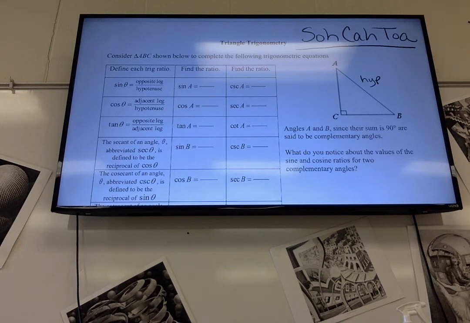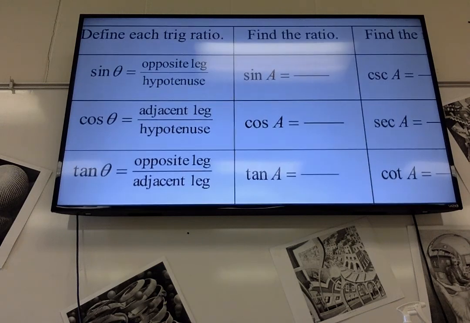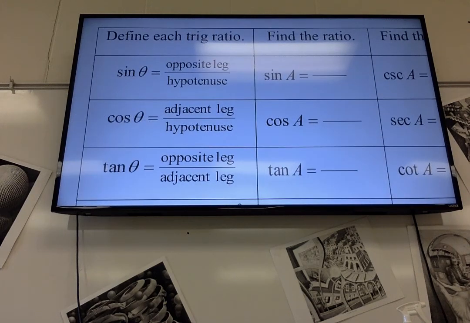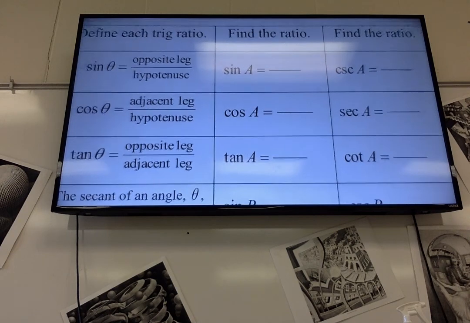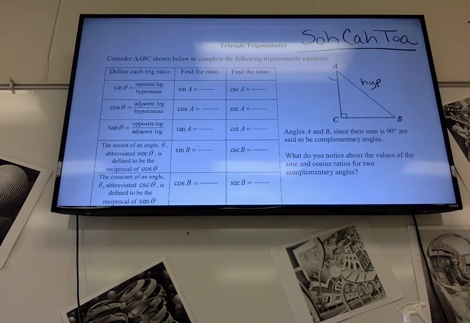Now, which side is the adjacent or the opposite depends on what angle you're looking at. So, for example, for this first one, where it says sine A. That means you're looking at angle A. So for angle A, which side or which leg is opposite? It has to be named with two letters. Which side is opposite? CB.